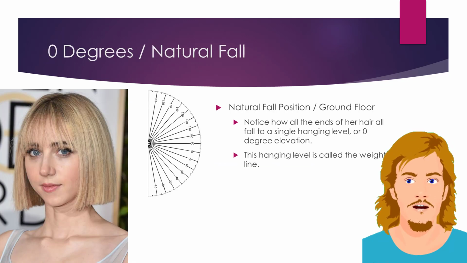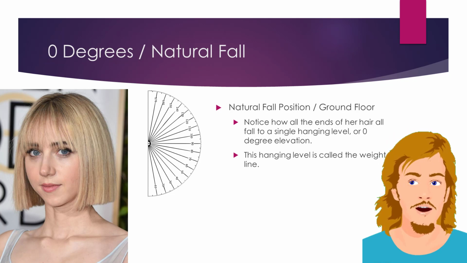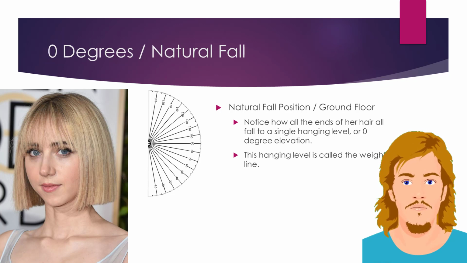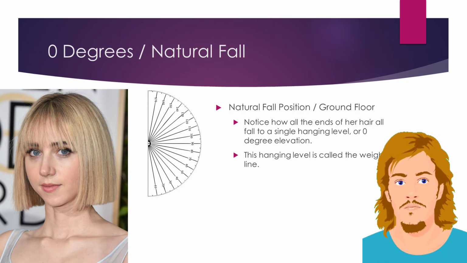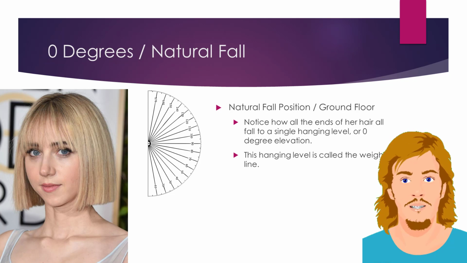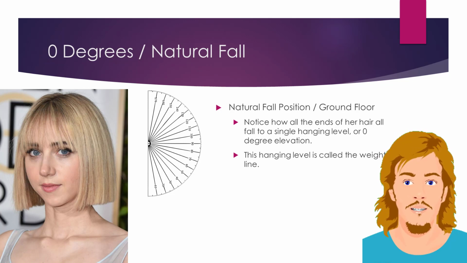0-degree elevation is also known as natural fall position. This is the ground floor, as we step into the elevator. Notice how all the ends of her hair fall to a single hanging level, and are cut straight across. This hanging level makes the hair appear thick and full on the ends. This thickness is called a weight line.